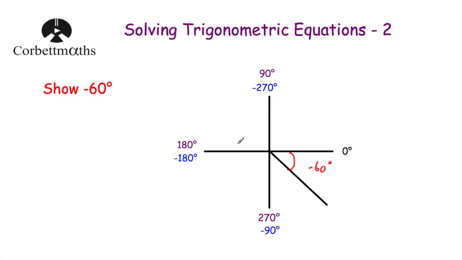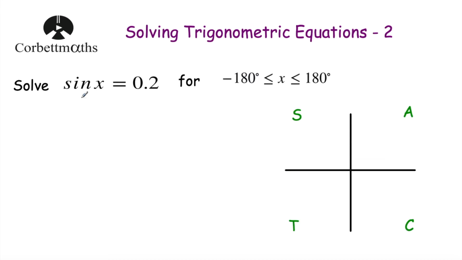So let's have a look at a question now and see how this would be used. Here we've got another trig equation. It says solve sine x equals 0.2 for values of x that are bigger than or equal to negative 180 degrees but less than or equal to 180 degrees.